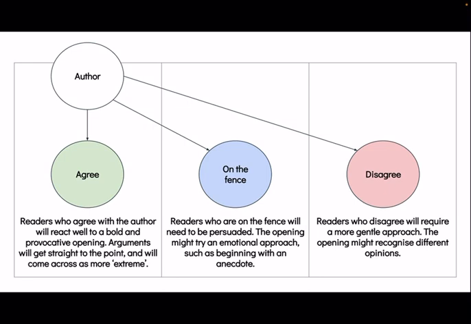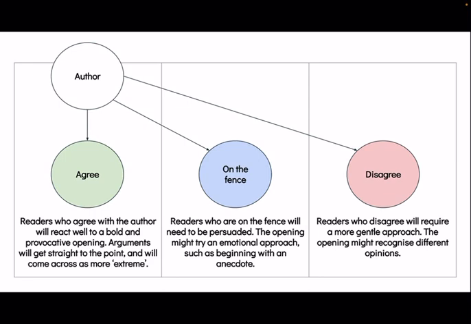Audiences who are on the fence about an issue will need to be persuaded. So the opening might try an emotional approach, such as beginning with an anecdote. And if you remember, anecdotes are little stories, personal stories about things that people have experienced, and usually they're used to provide a bit of a personal touch to an issue, and to show how certain issues and ideas can affect people individually.